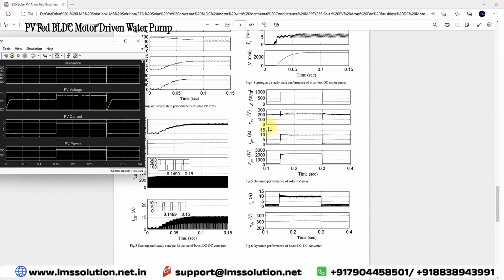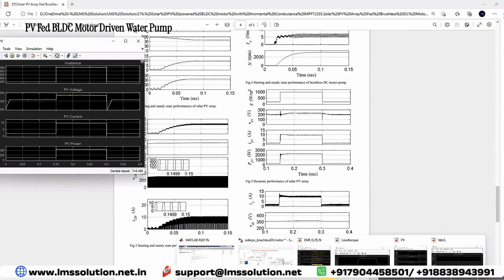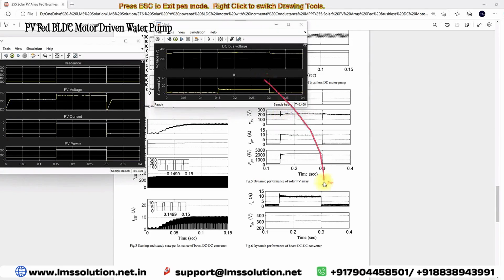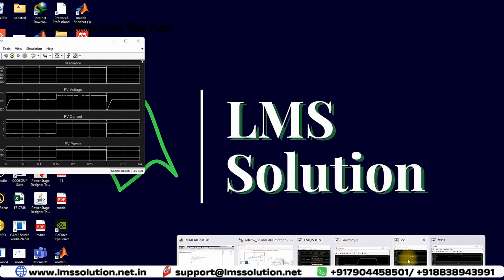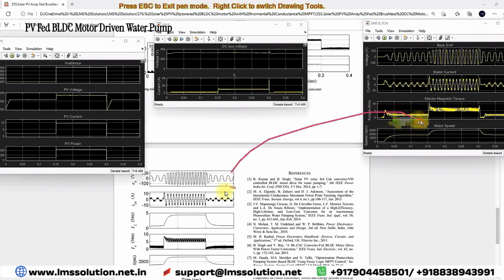So here you can see that we are getting the same kind of result, and then here also you can see that we are getting the same kind of result, and then this one here also we are getting the same kind of result. So this is the working of this model.